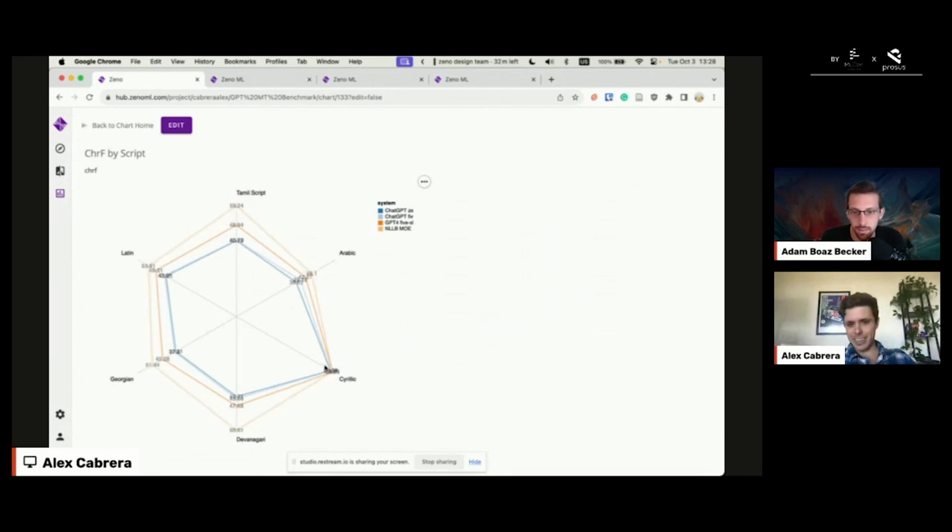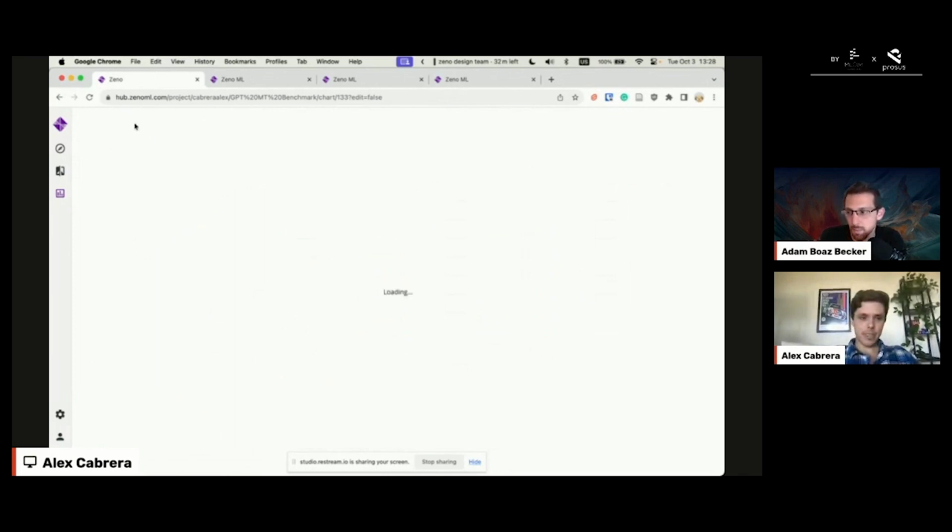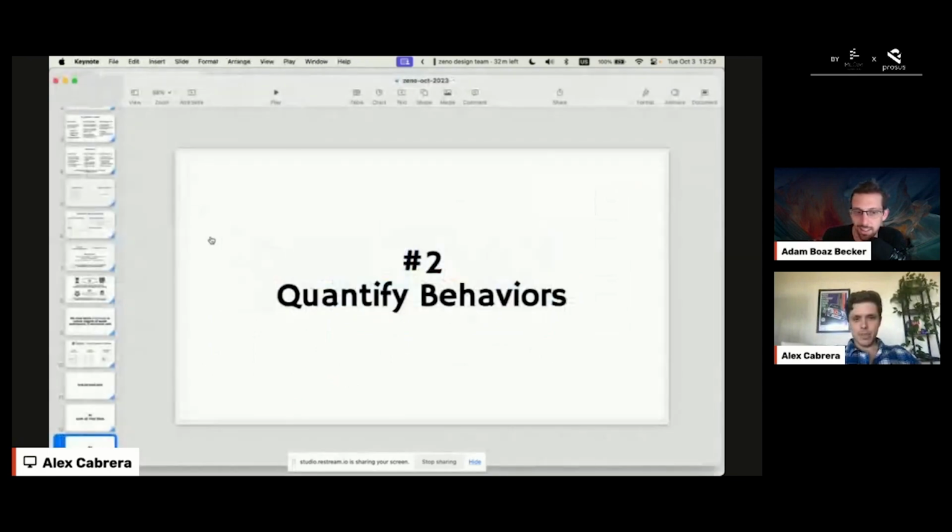What's really interesting here is that for some reason, for Cyrillic script, all the models do the same. No idea why. We talked to some of the people running these analyses who are more familiar with linguistics. They also didn't know. So there are a lot of interesting behaviors that you can start exploring and thinking about. Cool. So the next step is to look at your data, start quantifying these behaviors so you can actually do formal comparison between models.